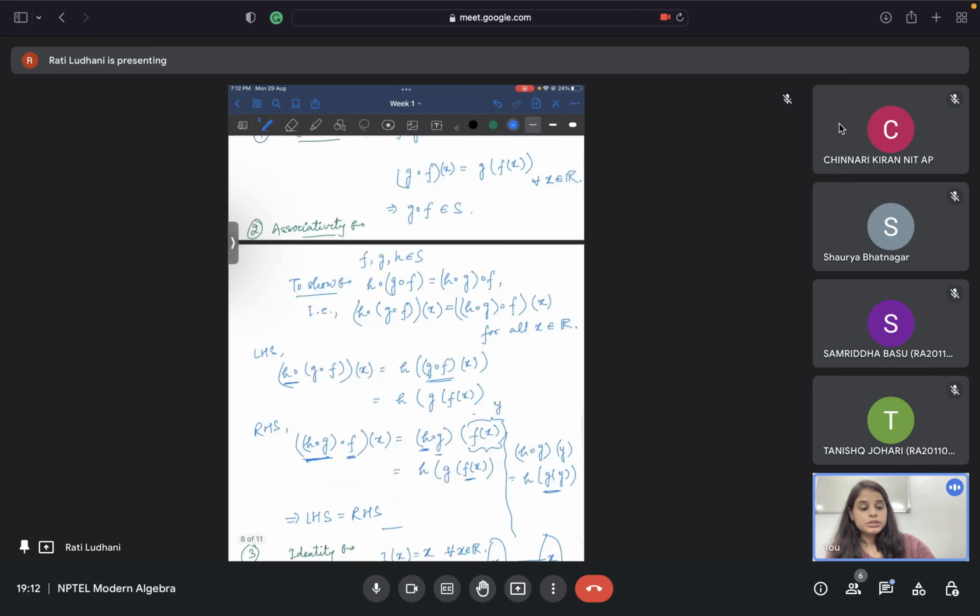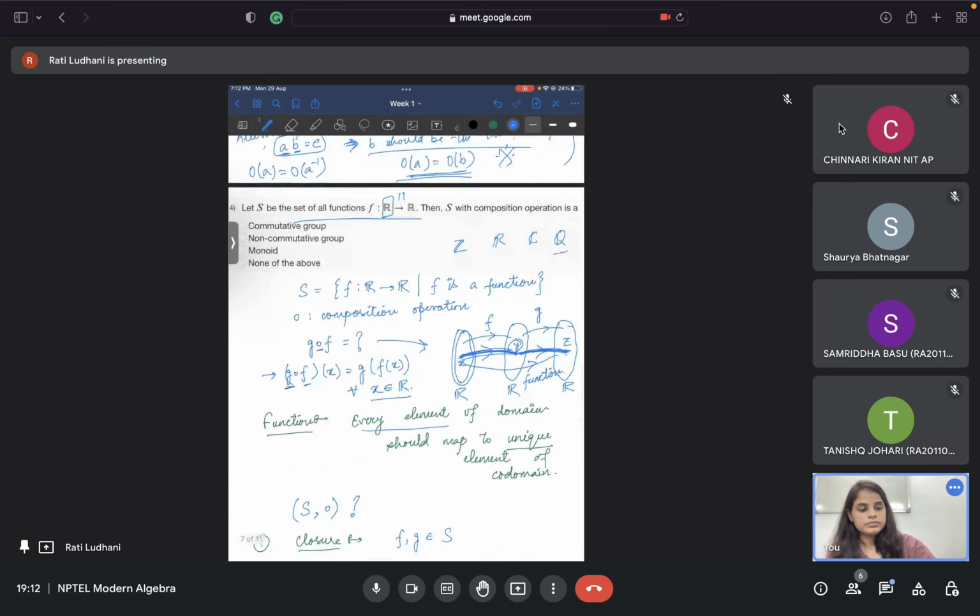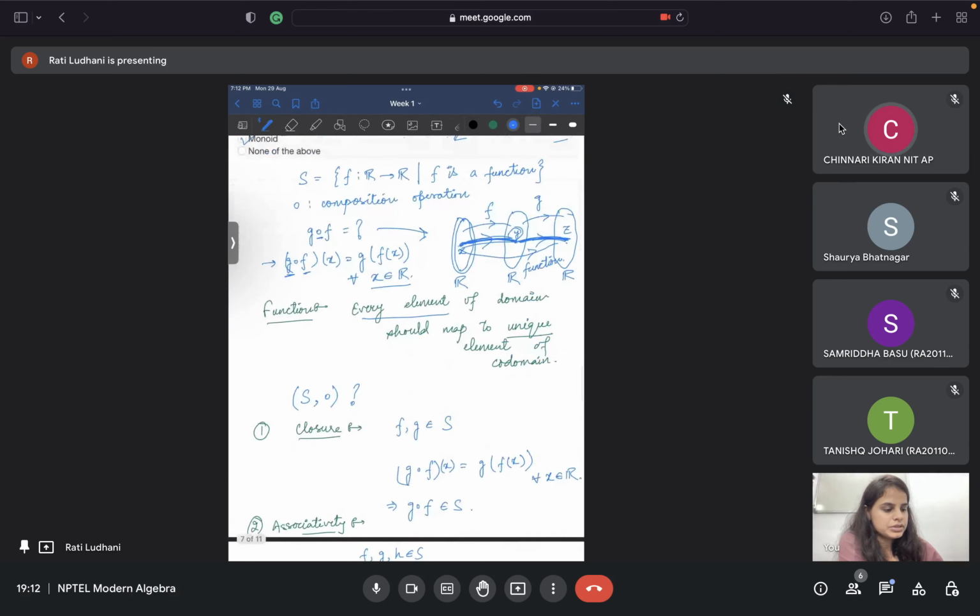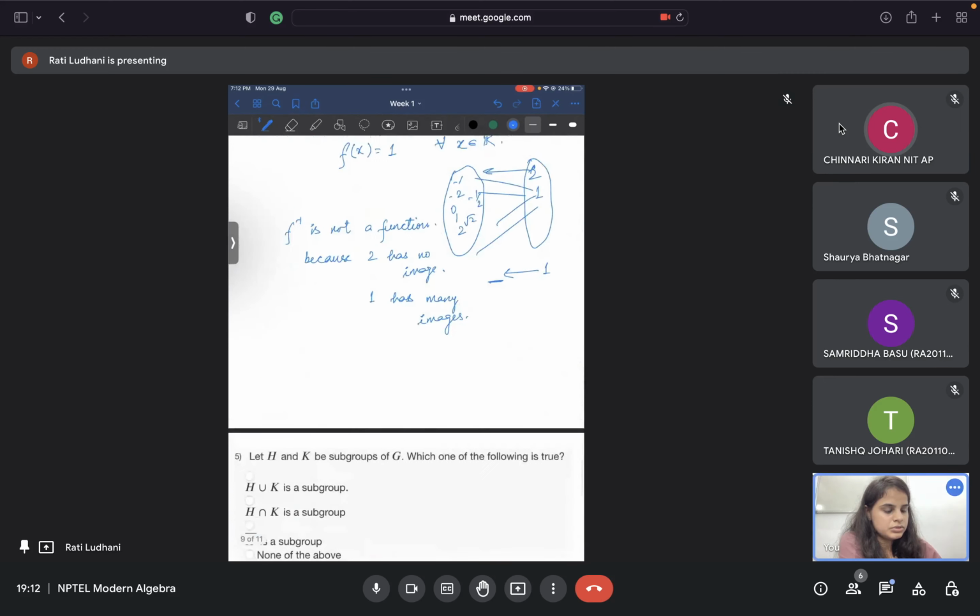So what can you say? It is a monoid. Monoid, exactly. So this is a monoid. Okay, great. I hope this is clear.